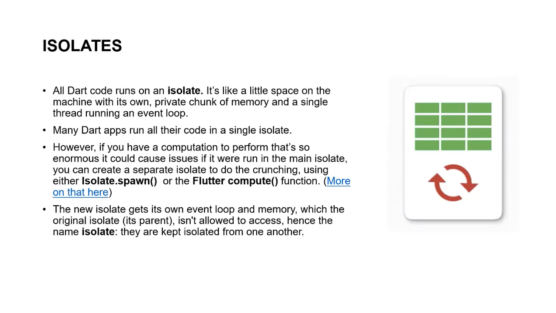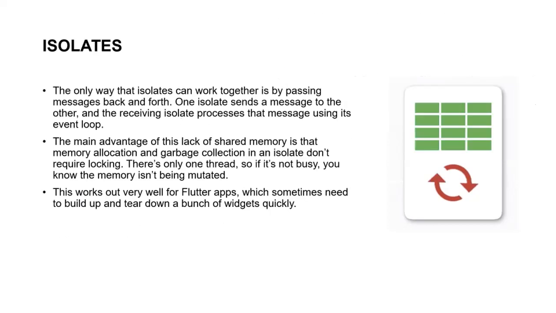Looking from the word spawn, this new isolate spawns from the parent isolate, but still it isn't allowed access to that. Hence, that's where we get the name isolate, like they are kept isolated from one another. So the only way that these two can communicate is by passing messages back and forth.